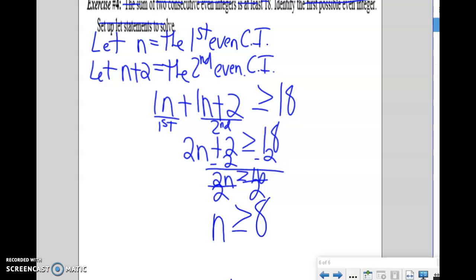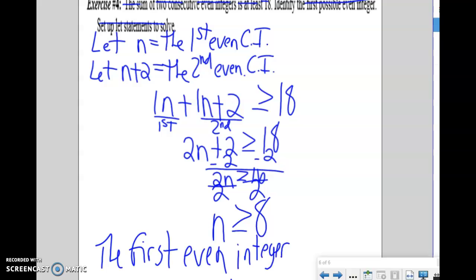And the number that I got, is it an even number? Yes. It's not a decimal nor a fraction. Remember that these are integers, so they have to be a counting number. And the first even integer could be 8. You know, with the next one being 10. 8 and 10 would be possibly our first two numbers.